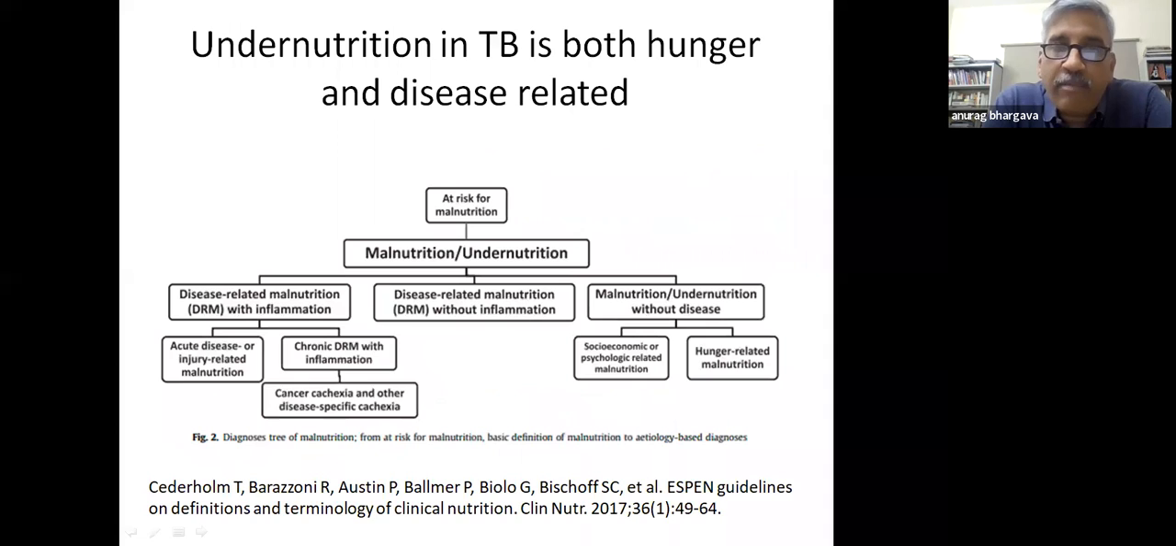Undernutrition can result from active TB because of disease-related malnutrition because of inflammation. But the kind of nutrition status we see in countries like India is not just because of the disease, but it's a combination of hunger-related malnutrition and disease-related malnutrition. And that is the reason why we see such low levels of nutrition in patients with TB in India.